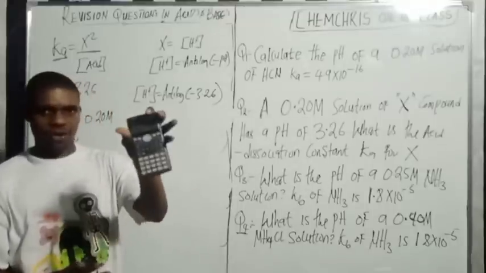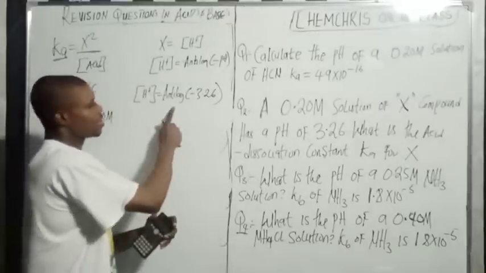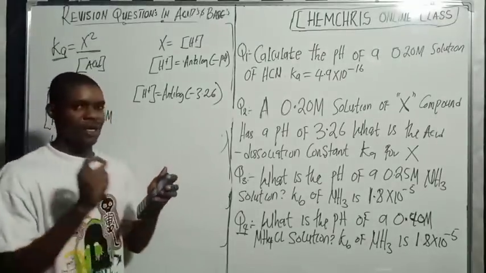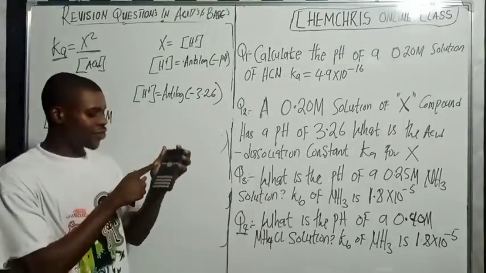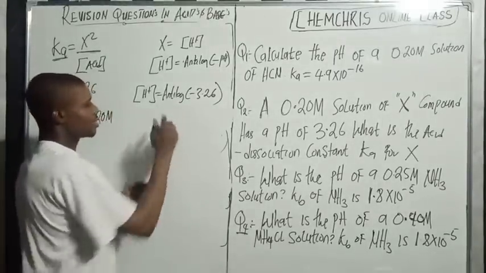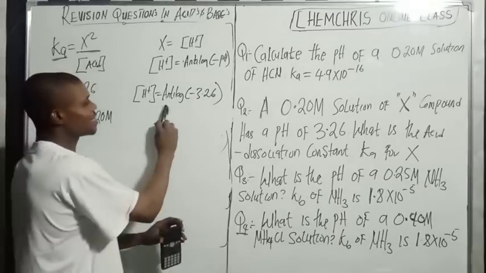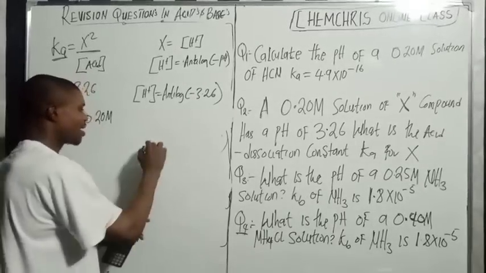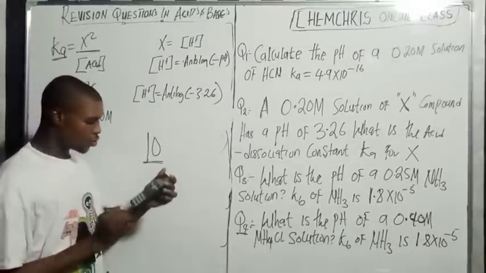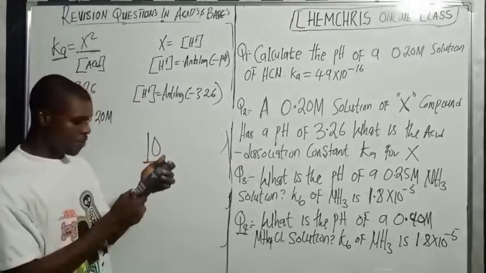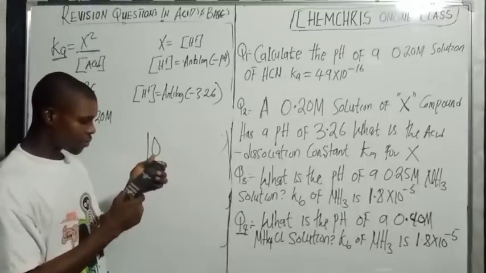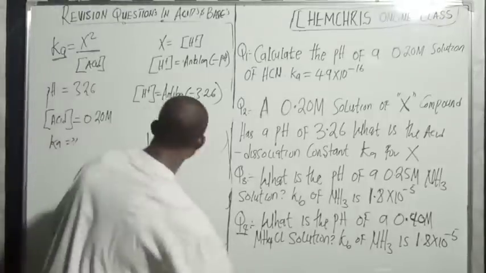If you are using this kind of calculator, to get log inverse you press shift log. There's a function in your calculator with shift and log. You just say shift log, and it comes out as 10 to the power, which is the log inverse. So once you punch it here, you say minus 3.26.